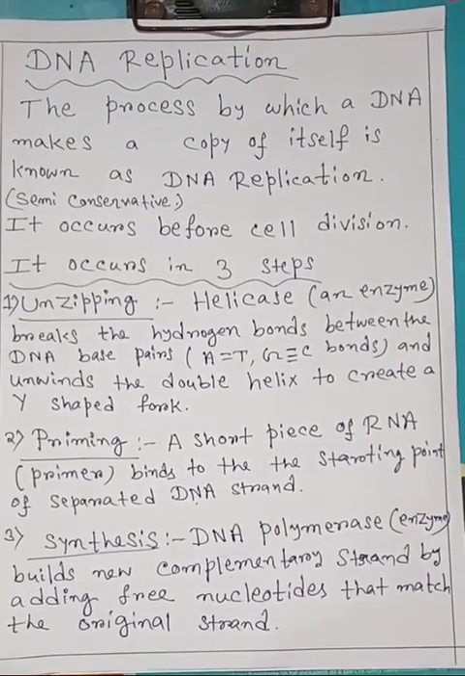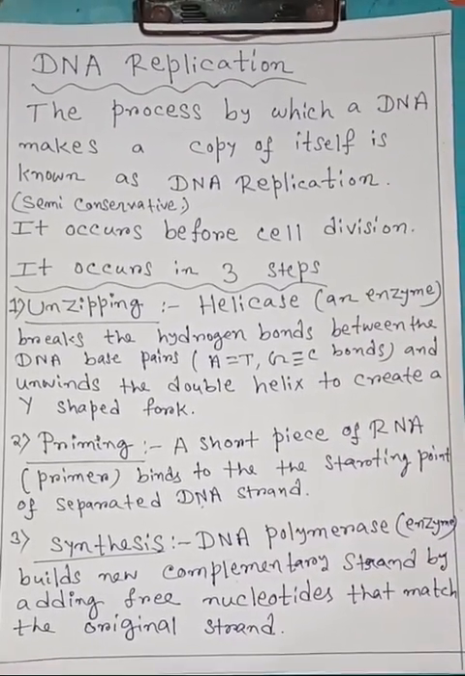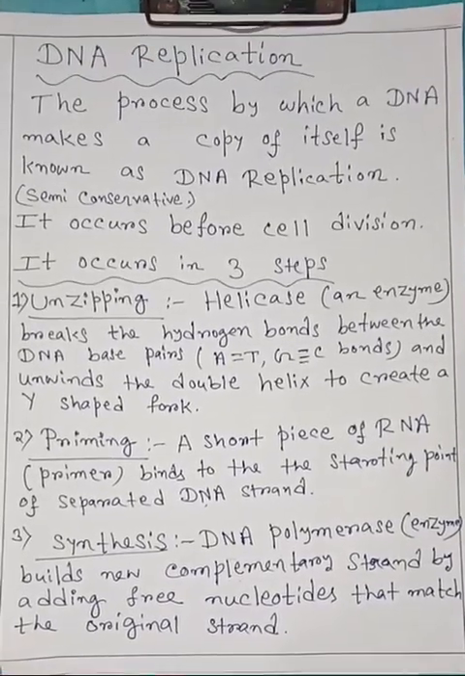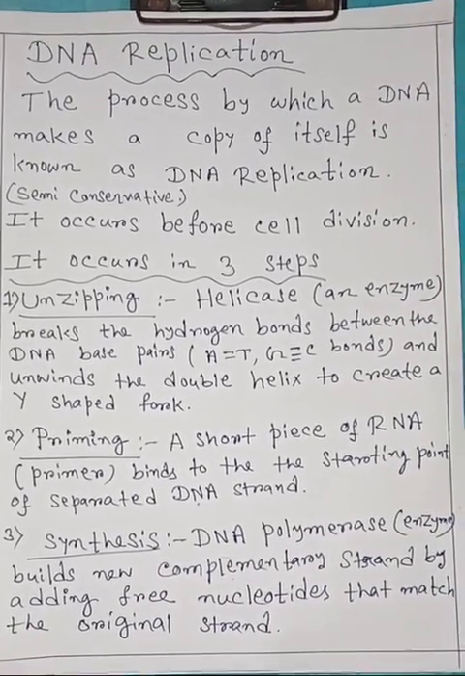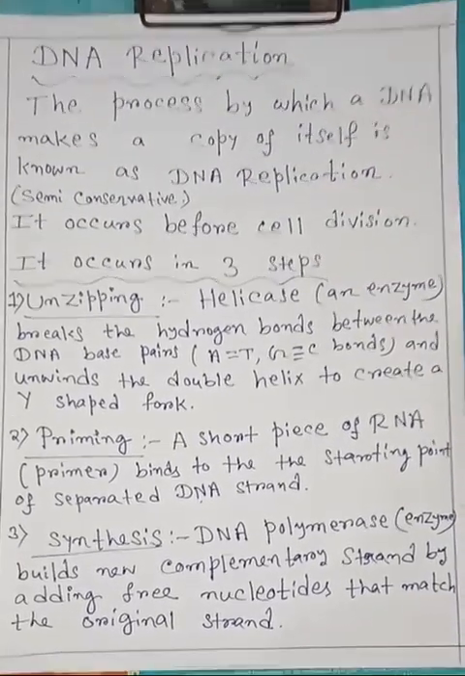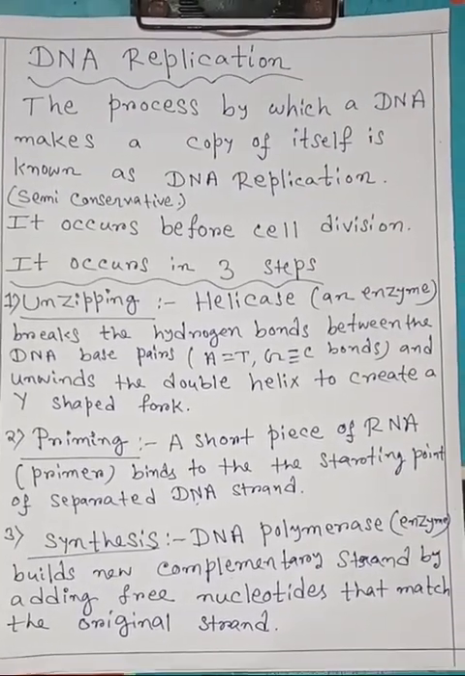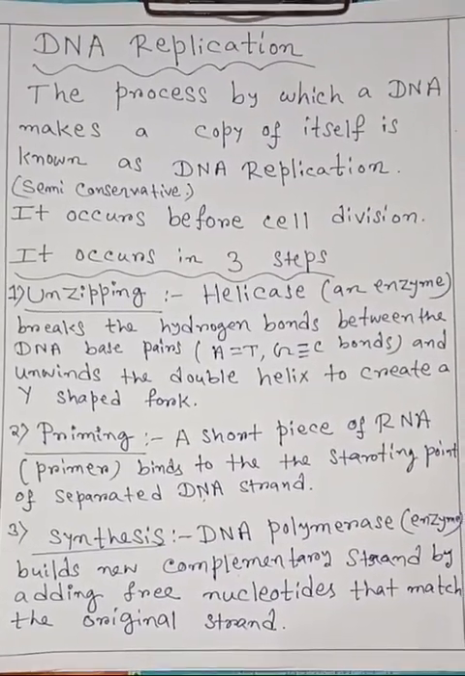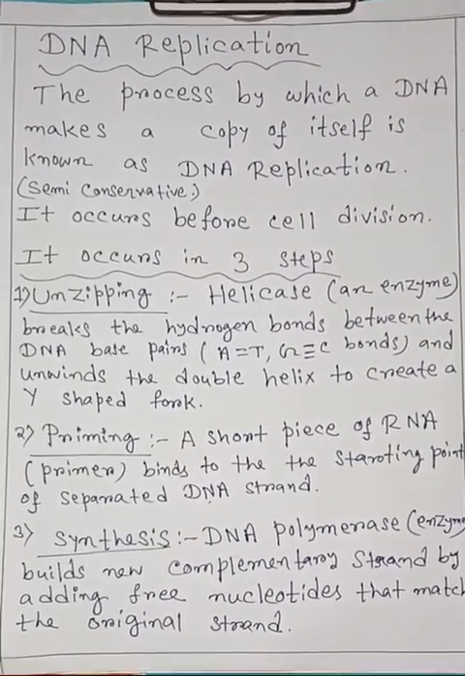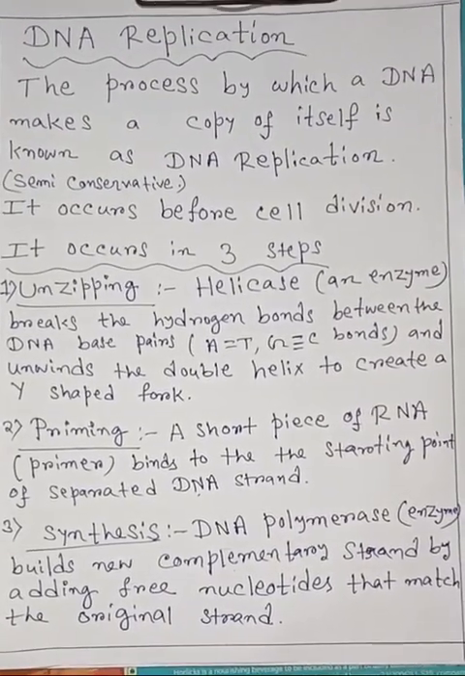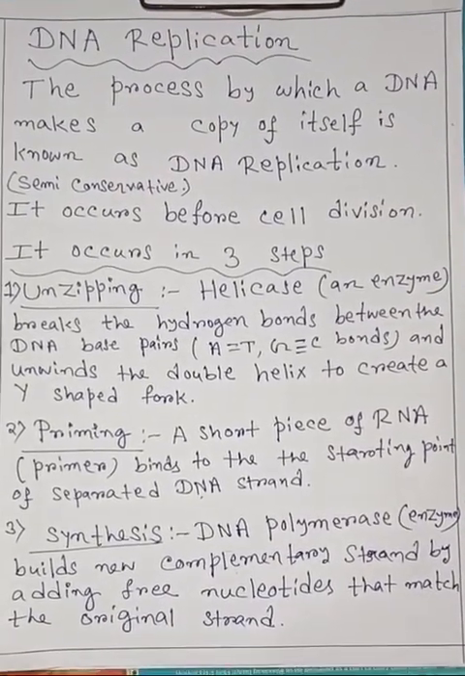The third stage is synthesis. Here in this phase, DNA polymerase, which is another enzyme, builds new complementary strand by adding free nucleotides that match the original strand. So in the third or synthesis phase, DNA polymerase enzyme builds new complementary strand of one separated strand, and another strand is formed, adding free nucleotides that match the original strand.